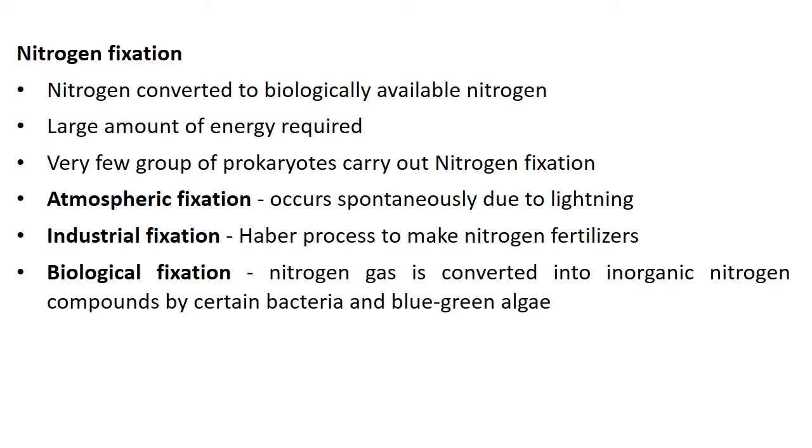Some nitrogen is also fixed abiotically. So, there are three types of nitrogen fixation: atmospheric fixation, industrial fixation, and biological fixation. Atmospheric fixation occurs spontaneously due to lightning. Only a small amount of nitrogen is fixed or converted to biologically available nitrogen through this process. The second type is industrial fixation. The Haber process is an example, which is used to make nitrogen fertilizers.